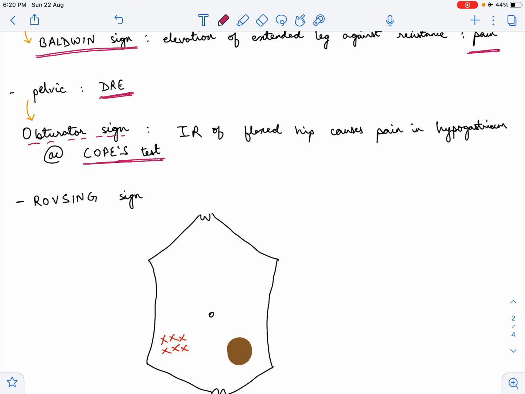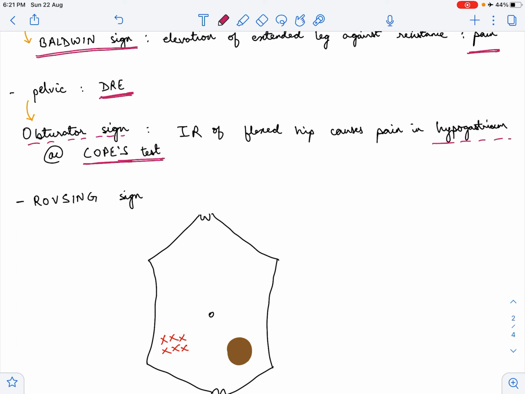So, Cope's test. Basically, the function of the obturator internus is the internal rotation of the hip joint. Now, in pelvic appendicitis, the inflamed appendix is in constant touch with the obturator internus, so it is not allowing that muscle to function. The function of the obturator internus is the internal rotation of the hip. So, when the patient tries to do internal rotation of the flexed hip, it will cause pain in the hypogastrium. This is called Cope's obturator sign.